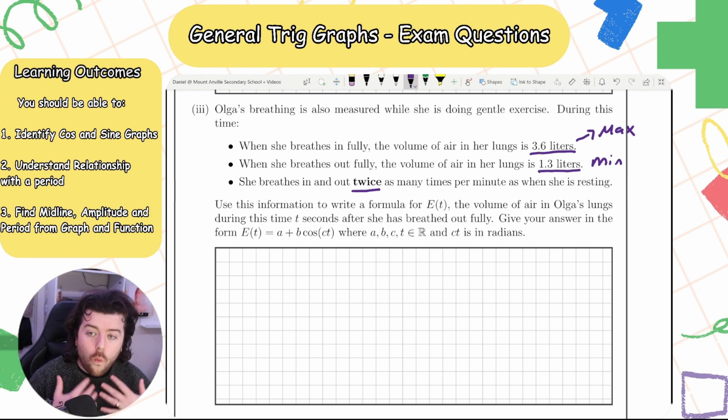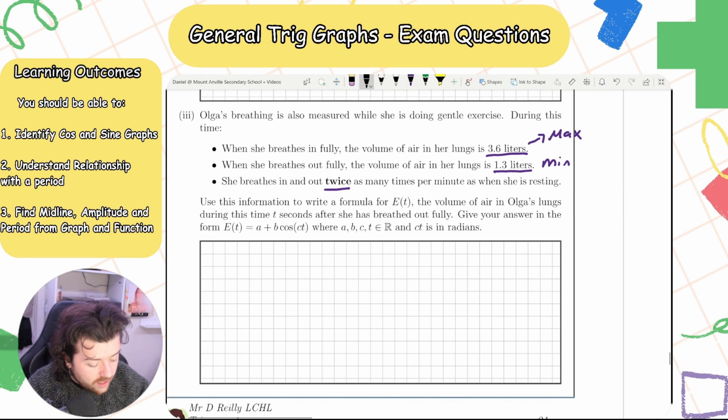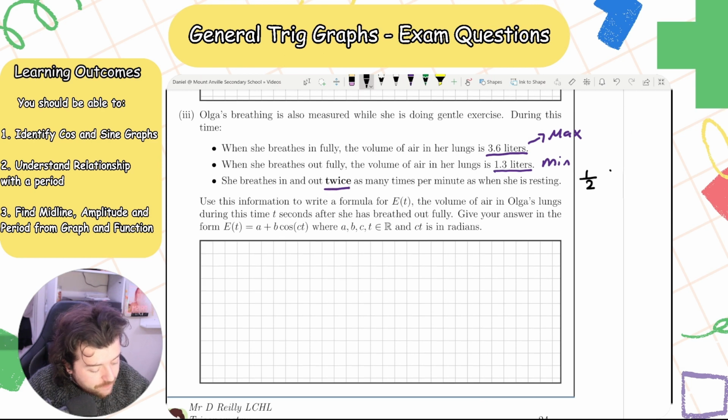So that was one cycle, right? But then when she's like, can we go for a little run? See how my breaths have gotten faster? I'm completing the cycle faster. So therefore, my period is going to be shorter. If I'm going twice as fast, I'm now at half of the previous period.